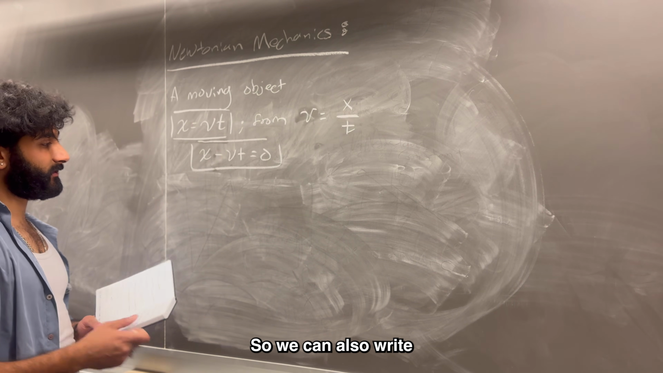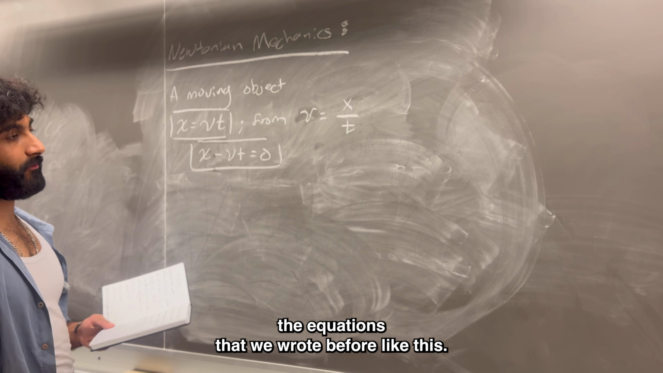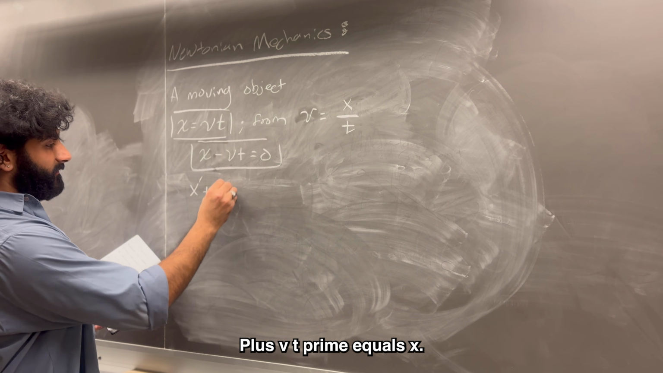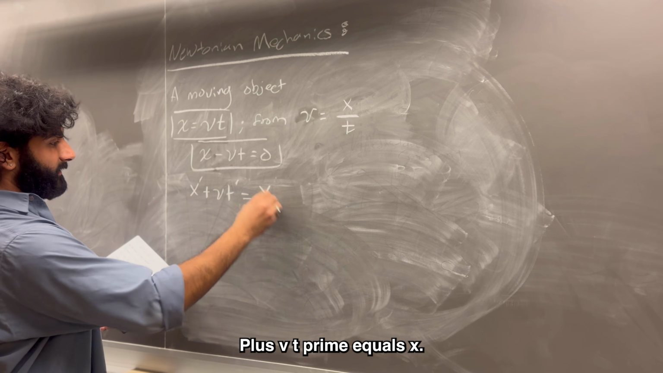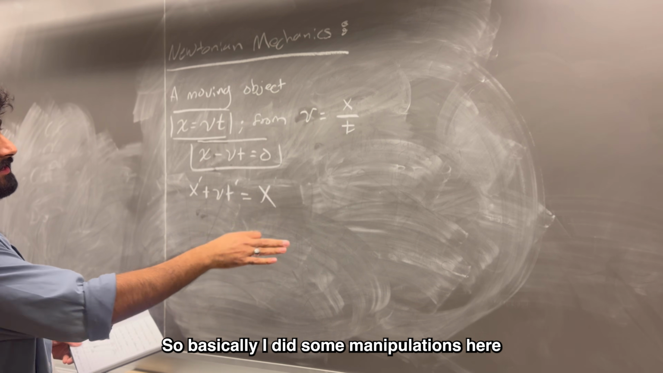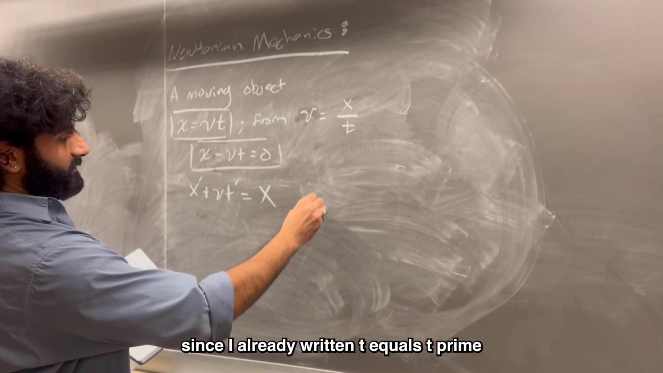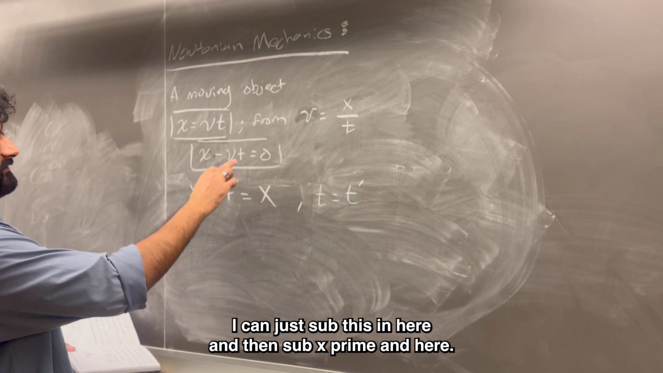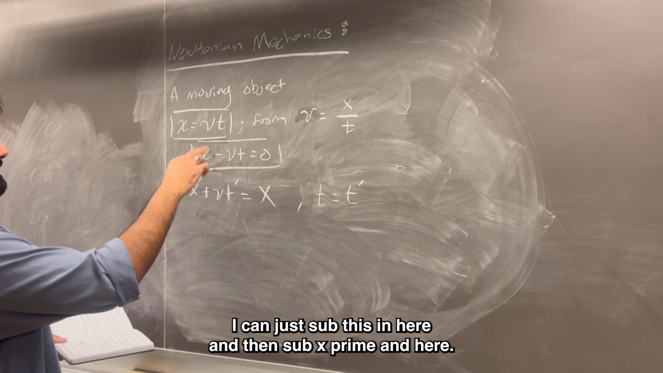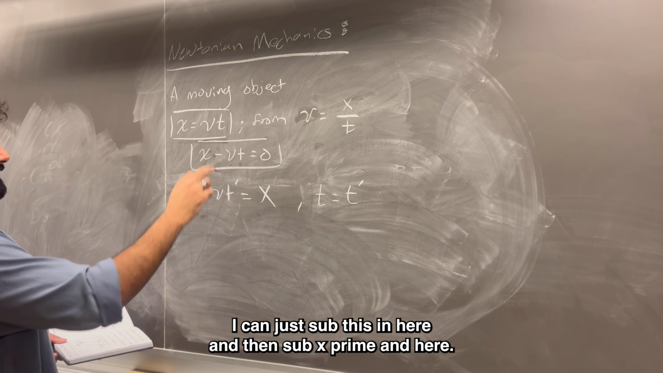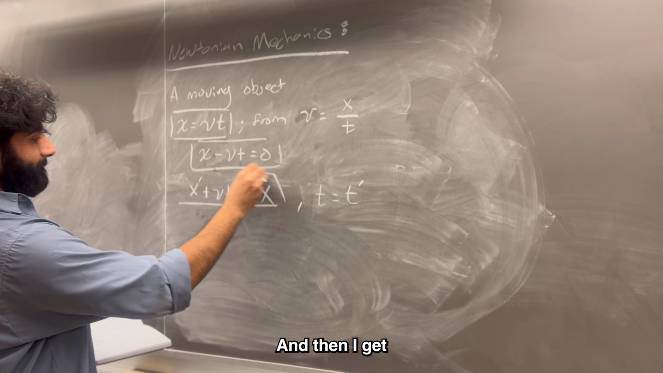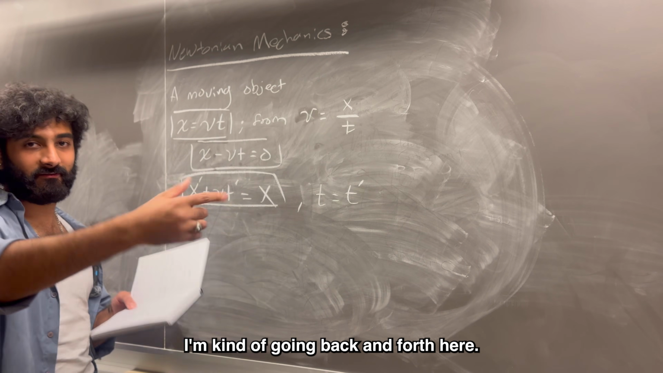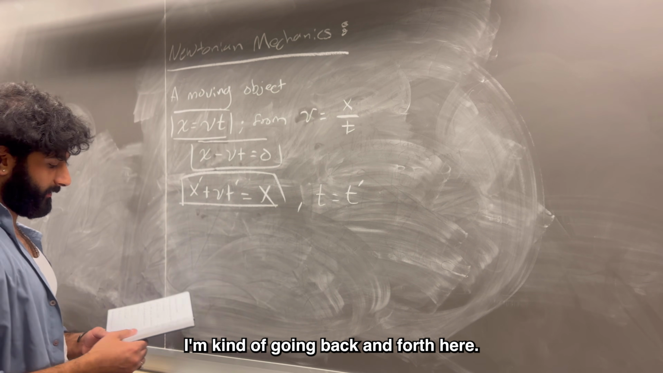So we can also write the equations that we wrote before like this, plus vt prime equals x. So basically I did some manipulations here. Since I already wrote t equals t prime, I can just sub this in here and then sub x prime in here, and then I get this expression, which is basically a different frame. I'm kind of going back and forth here.